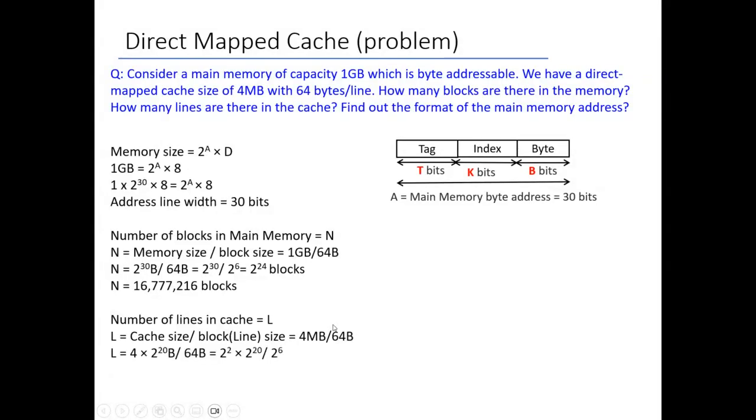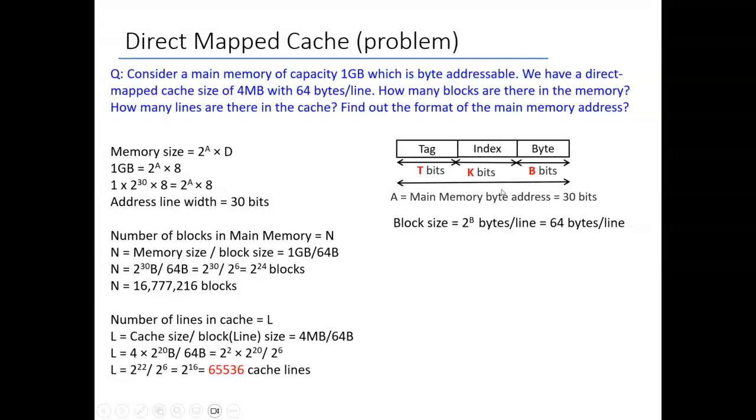And divided by the block or line size, which is our 64 bytes. So what is L now? L is 4 multiplied by 2 to the power 20 bytes divided by 64 bytes. 4 is 2 to the power 2, and this is 2 to the power 20, and then divided by the block size, which is 2 to the power 6. So L is 2 to the power 22 divided by 2 to the power 6. How many lines are there in the cache? There are 65,536 cache lines.